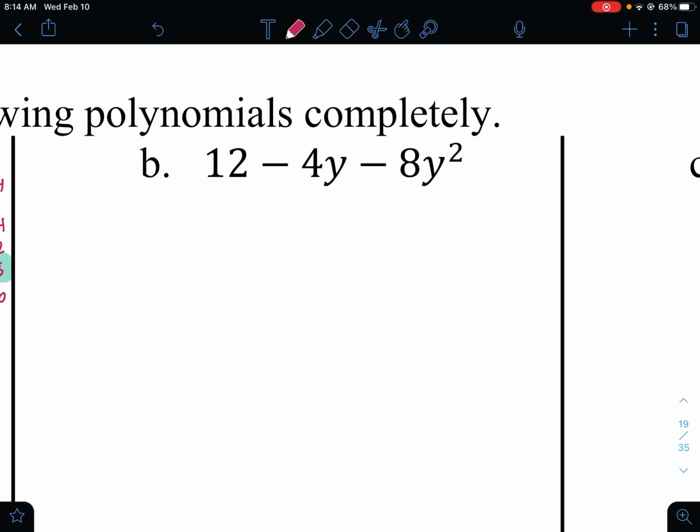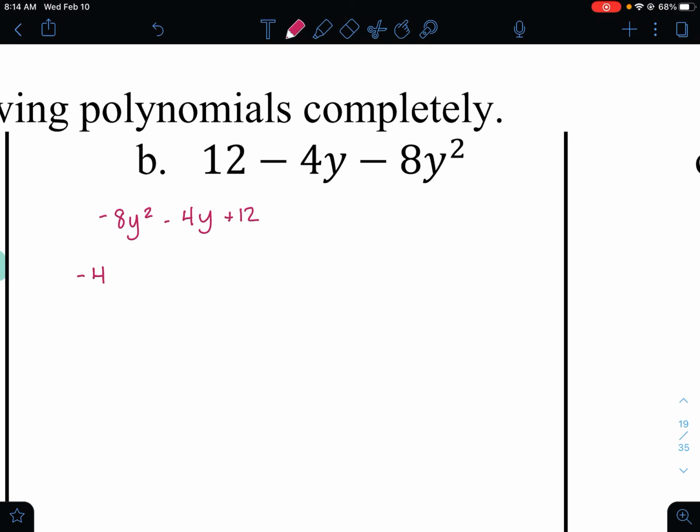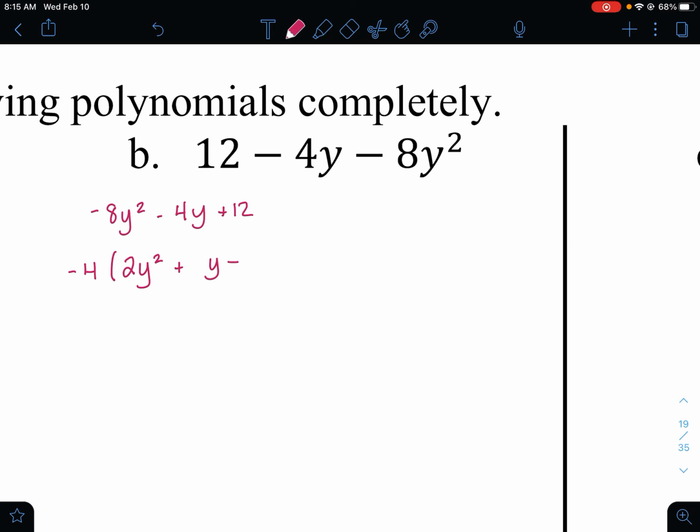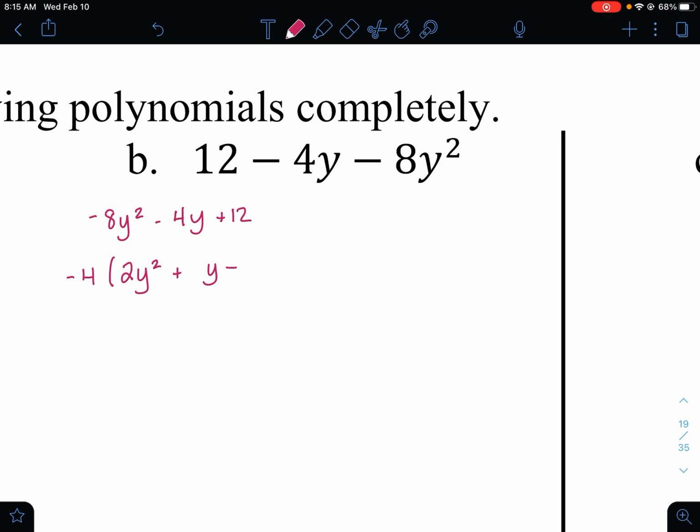So I'm going to first rewrite this so that it is in standard form. So I'm going to do -8y squared minus 4y plus 12. And then I notice -8, -4, and 12, they're all divisible by 4. So I'm going to factor out a -4, and I'm left with 2y squared plus 2y minus 3. I'm lying to you about that middle term. I was thinking I only factored out a 2. So minus y, there we go, plus minus 3.